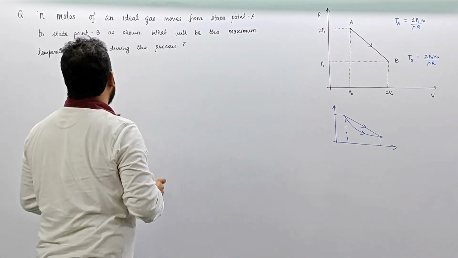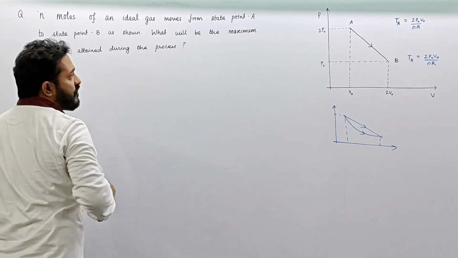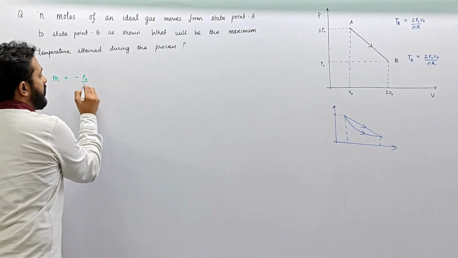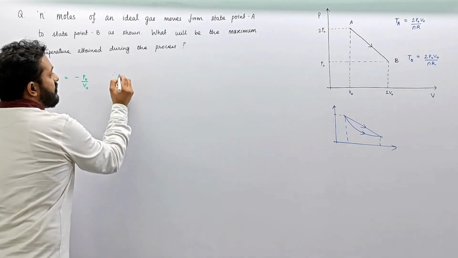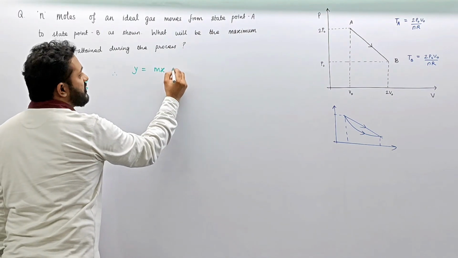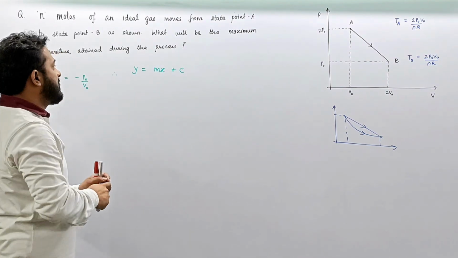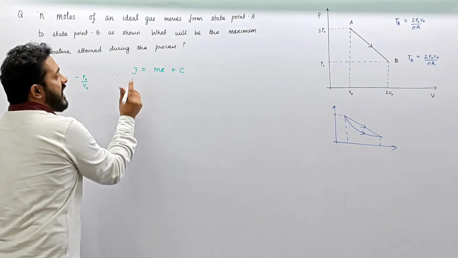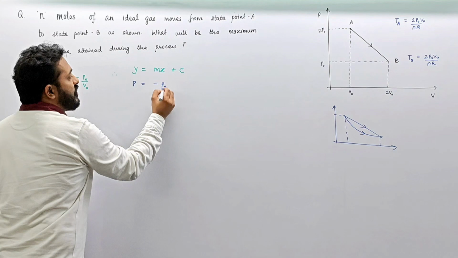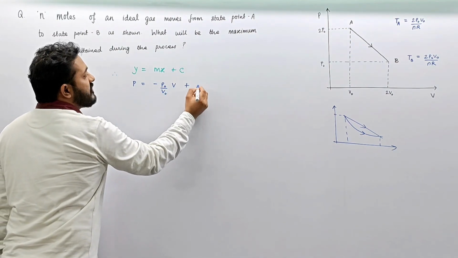So we can calculate the slope of the graph. The slope of the graph here turns out to be minus P naught by V naught, and therefore we can write the process equation using y equals mx plus c. In y we have pressure P, m is equal to minus P naught by V naught, x is volume V, plus c.